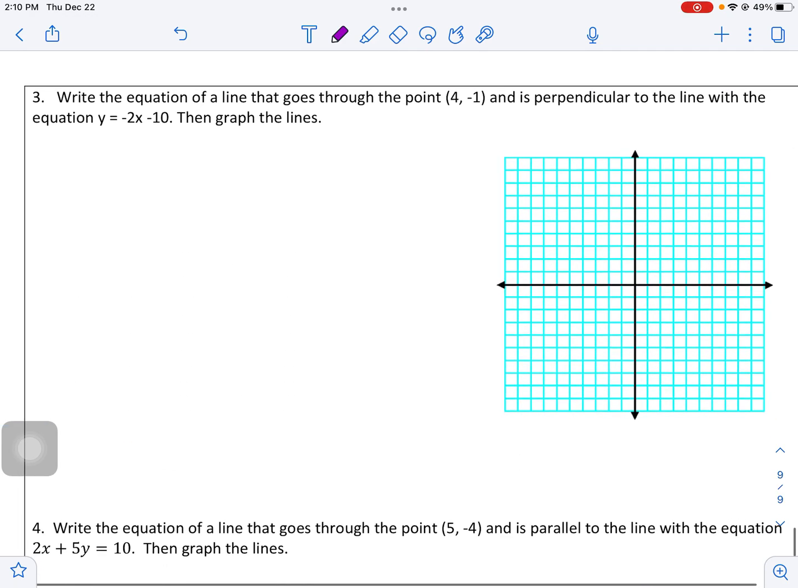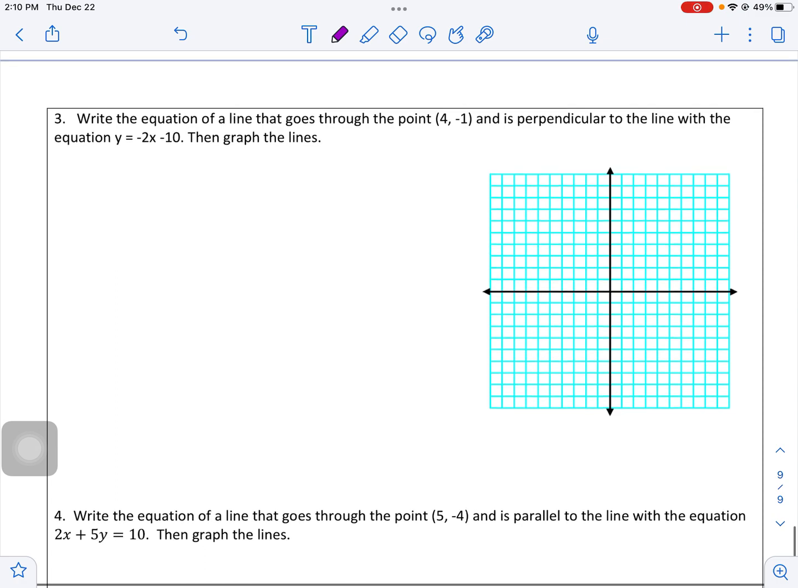All right, next it says write the equation of a line that goes through the point (4, -1), and it's perpendicular to the line with the equation y equals -2x minus 10, then graph the lines. All right, so I have a point, so here's x1, y1. I know it has to be perpendicular to this equation right there. This equation tells me my slope is -2. It's always the number in front of the x.